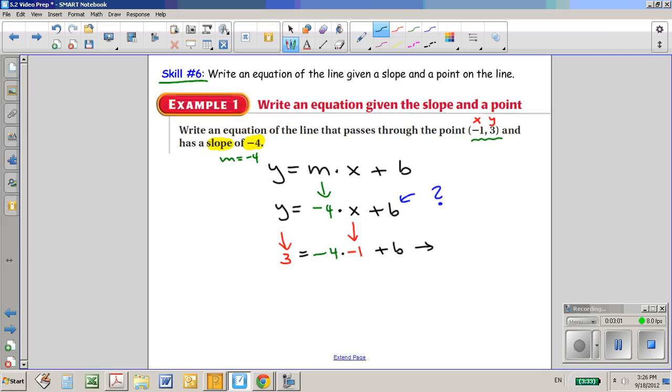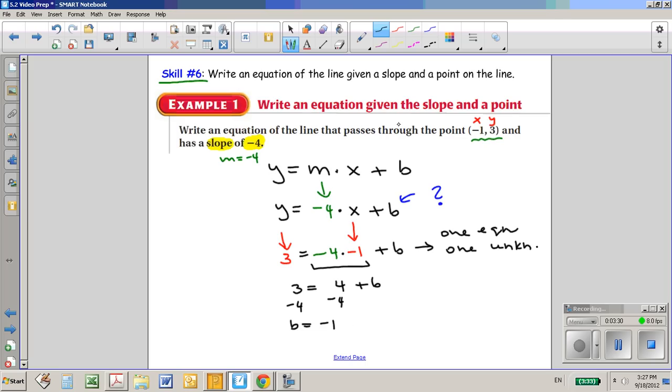So now you have 1 equation and 1 unknown, so you can actually solve for it. Okay, so this is multiplication, so -4 times -1 is going to give me +4, so I get 3 is equal to +4 plus b, and since I'm trying to solve for b, I'm going to try to isolate it. So I'm going to subtract 4 from both sides, and I get my y-intercept to be -1.